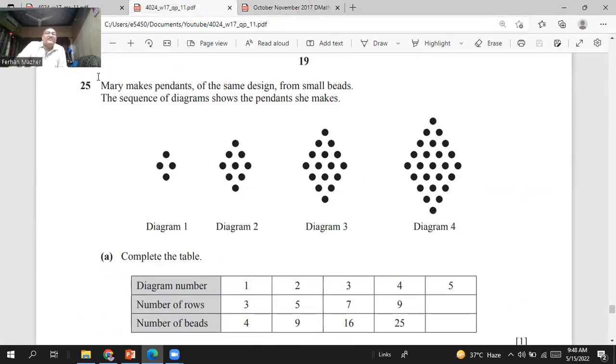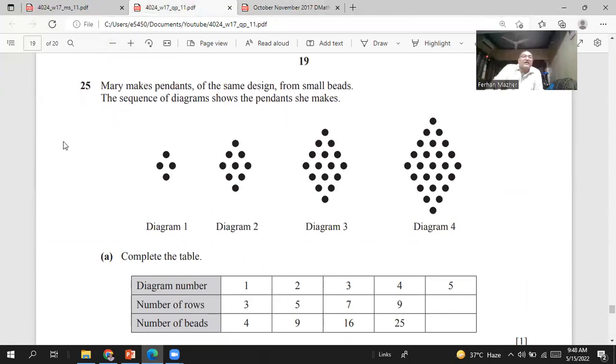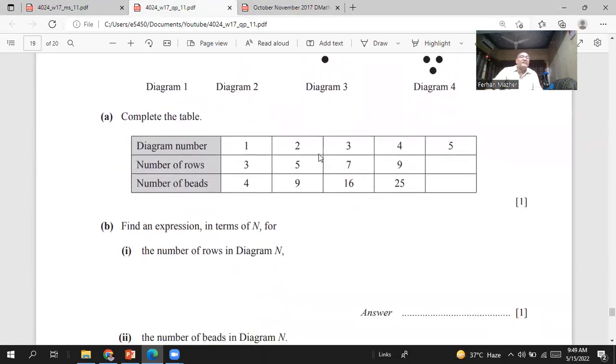Question number 25. Mary makes pendants of the same design from small beads. The sequence of the diagram shows the pendants she makes. Here you have 4 beads, here 9 beads, here 16 beads, here 25 beads. Here you have 3 rows, here 5 rows, 7 rows, 9 rows. Design number 1.